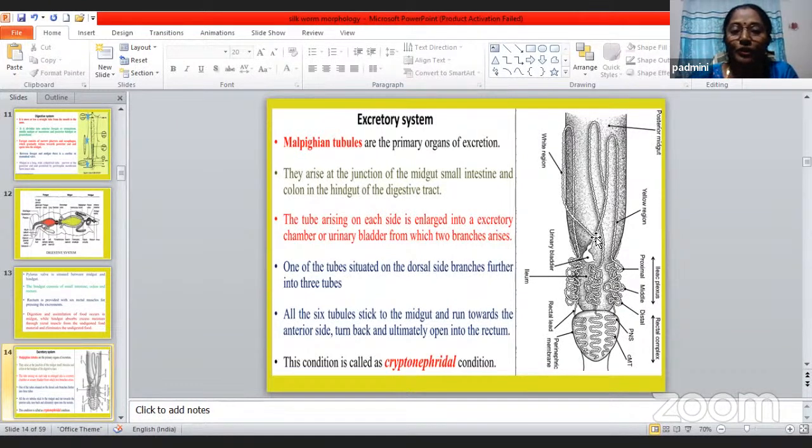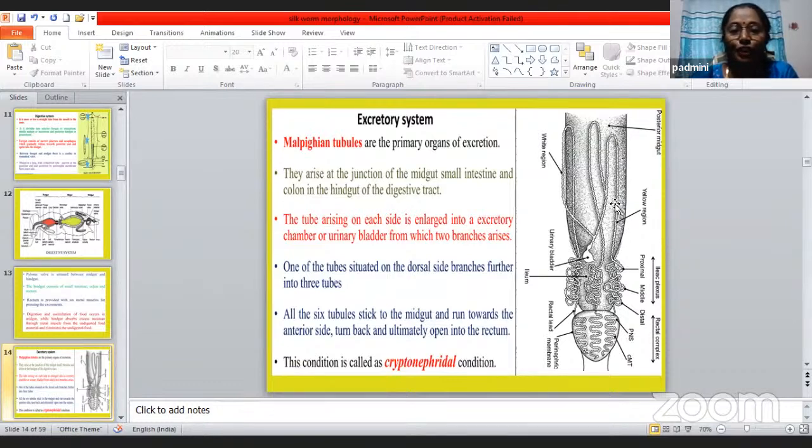And one tube situated on the dorsal side branches further into three branches. So you can see one branch over there, one branch over there, and one branch over there. So you have 3 tubes arising from this particular tube over here, which has branched over here. They divide into 3 branches, one this side, one over there, and one on the other side.